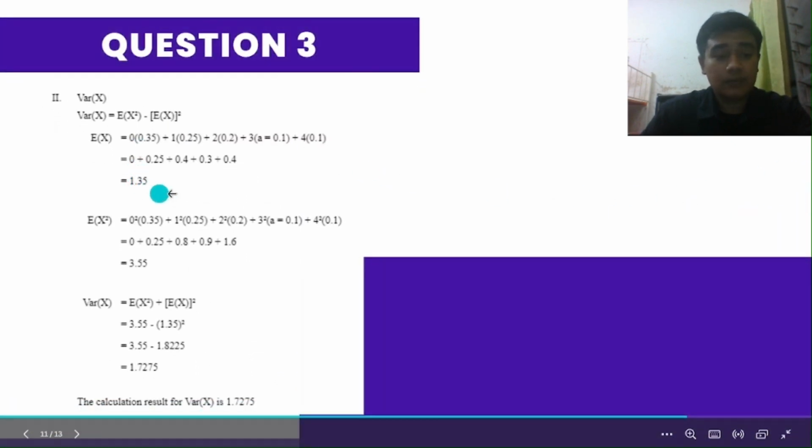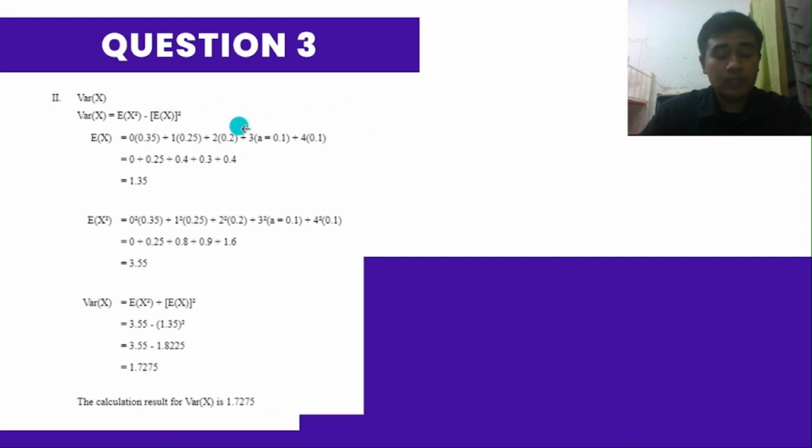Next, in question B, for the second question, we need to calculate the variance of x. The way we calculate it is by E(x power of 2) minus E(x) to the power of 2. So we need to calculate the entire thing, same as question 5 in December 2008. We calculate the sum of the values, then add it, which means we get the value of E(x) equal to 1.8225 over 5.